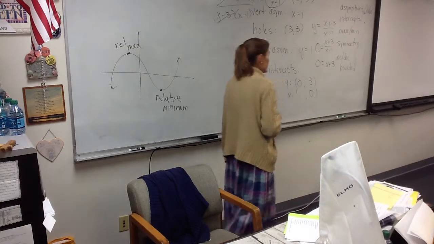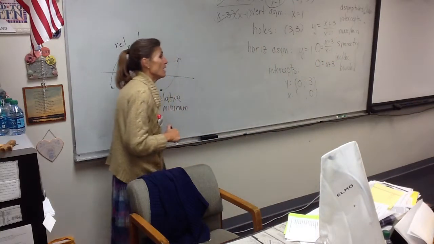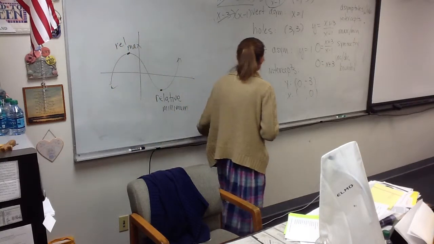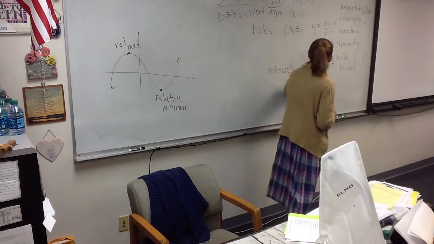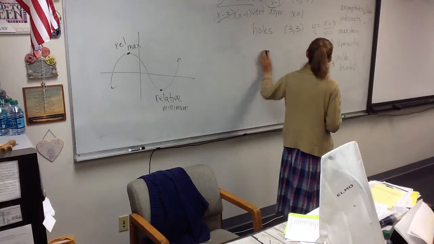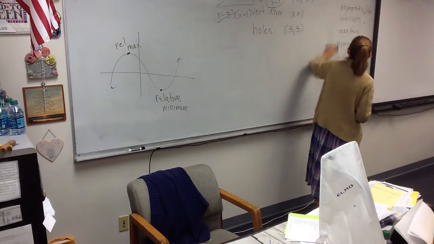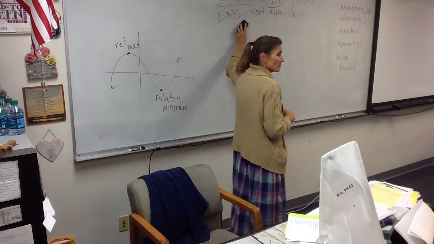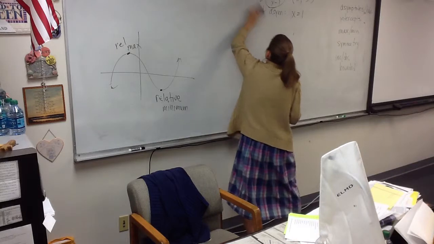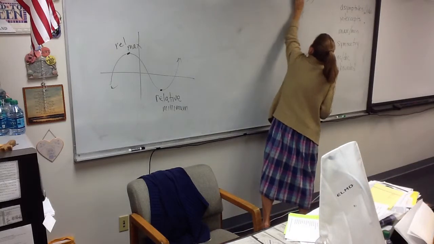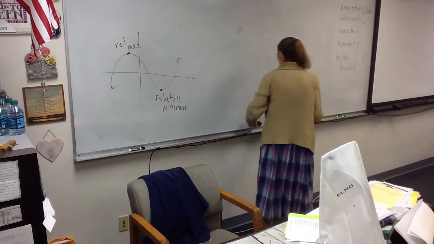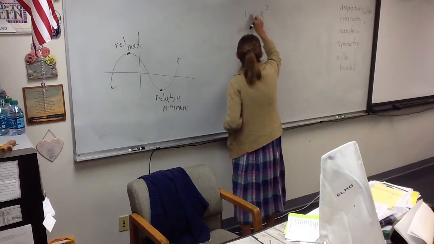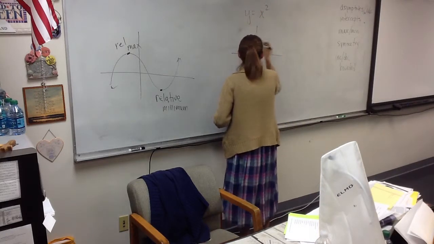Now, symmetry is a little bit more involved. The idea of symmetry is pretty easy. Can anybody describe symmetry in your own words? What are we talking about when we say symmetry? Well, let me give you an example here. This equation looks like this when I graph it.